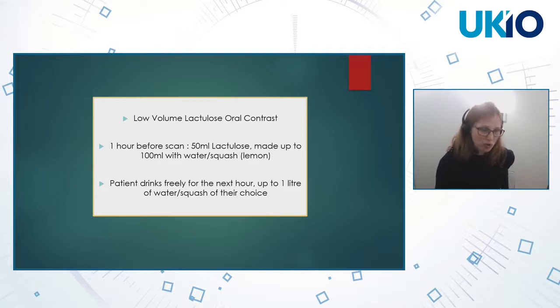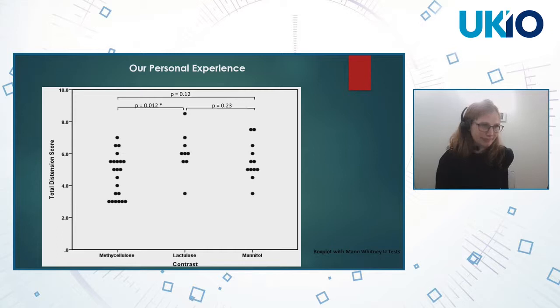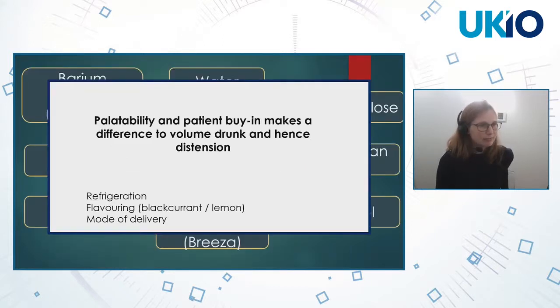And then they can just drink water or squash or whatever they want for the next hour or so. We find they tolerate this pretty well. And our personal experience is that it gives good distension, equivalent to our mannitol and better than the methylcellulose agents we used to use. So the key, really, for getting good distension of the bowel is to find something that is palatable for the patient and get good patient buy-in, so they understand how important it is to drink that oral contrast agent so we can get diagnostically acceptable images.